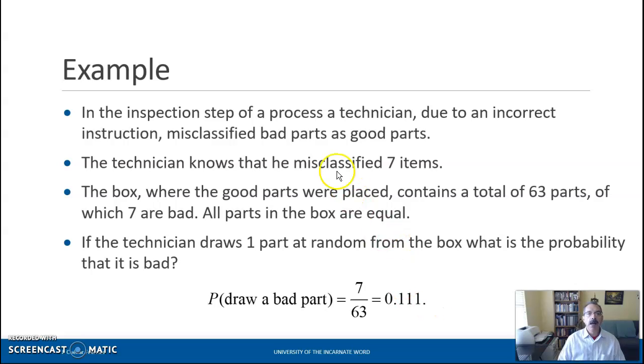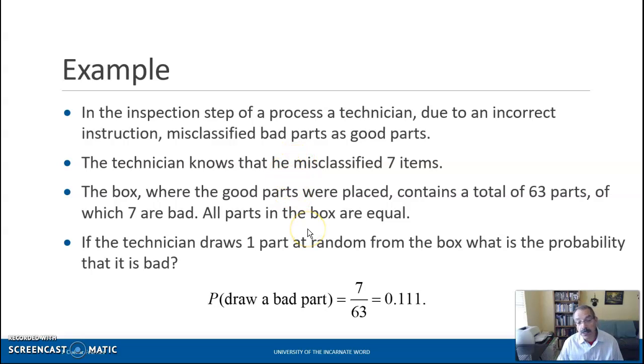Here's another example. In some inspection step of a process, a technician, due to an incorrect instruction, misclassified bad parts as good parts. And the technician knows that he misclassified 7 parts. Now, there is a box where all what we think are the good parts were placed, and it contains 63 parts, and the 7 bad parts are in there. And all parts in the box look equal. In other words, we cannot distinguish a defective part from a good part unless we do some detailed inspection.